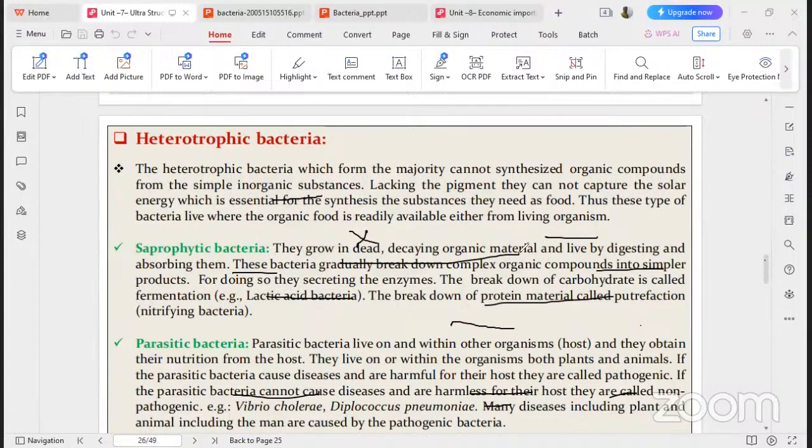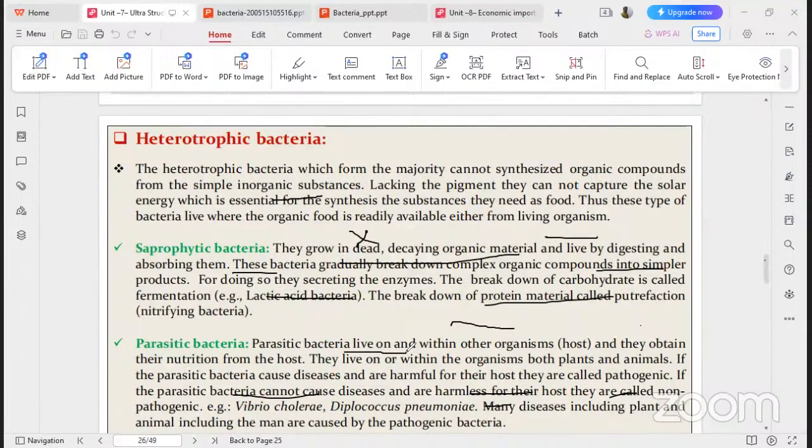Humification, humus formation in the soil. So by breaking the proteins and lipids, they get converted into minerals like nitrogen, phosphorus, manganese, magnesium, which will be separated and added to the soil. And then the parasitic bacteria means which grow on living plants or animals, a living organism. It depends upon a living organism. It may cause disease, harmful to the host.